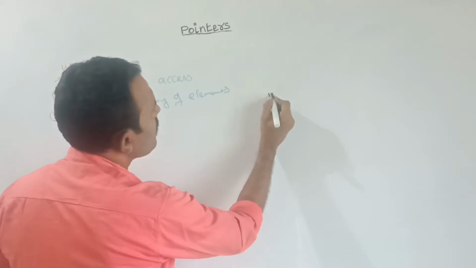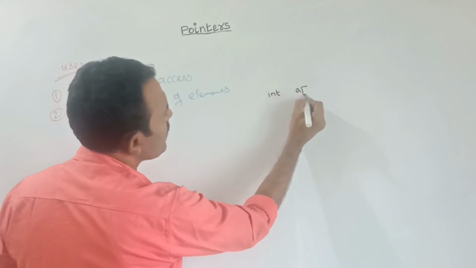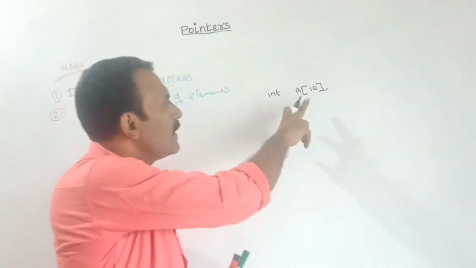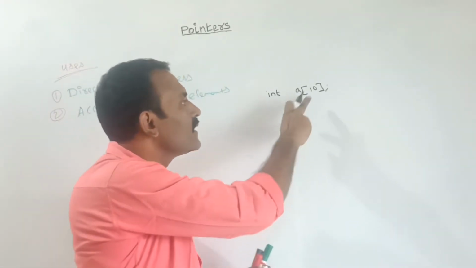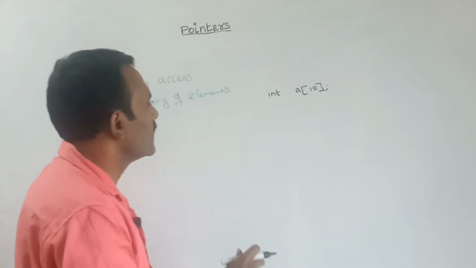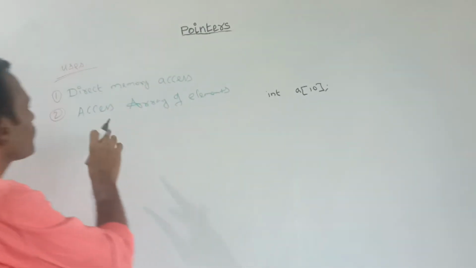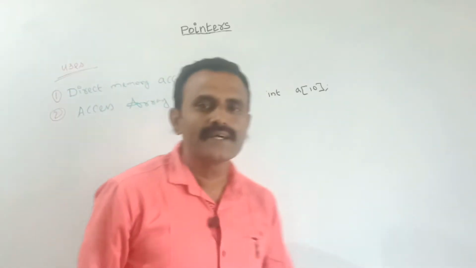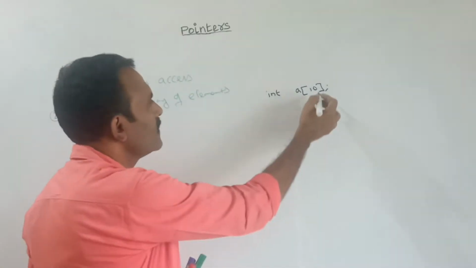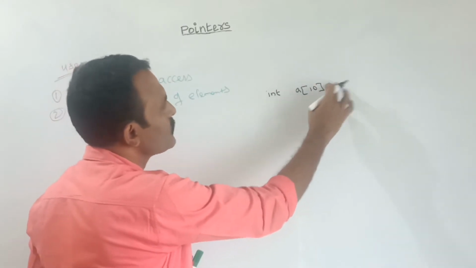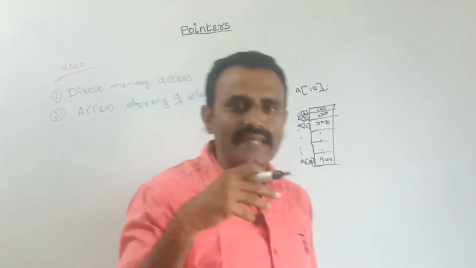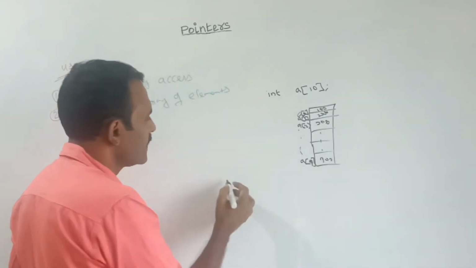Integer a of 10 means I can store multiple elements in the variable a. How many elements can we store? We can store up to 10 elements. If I want to access this array of elements, with the help of a pointer variable we can access it. If you are storing multiple values and need to access them, that is, the array elements, then I can create a pointer variable.